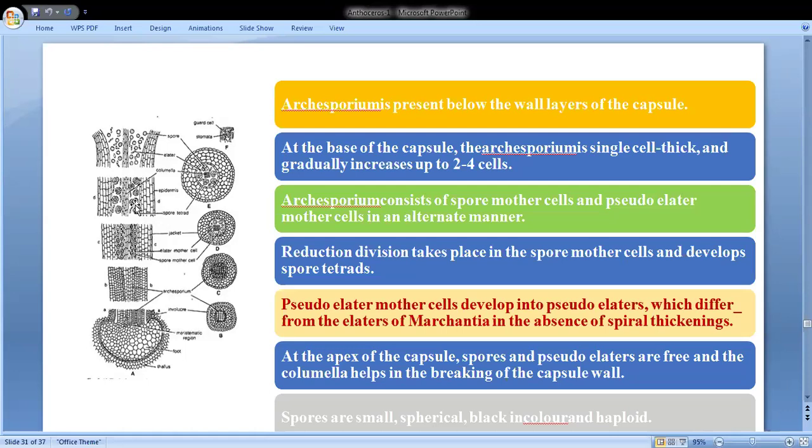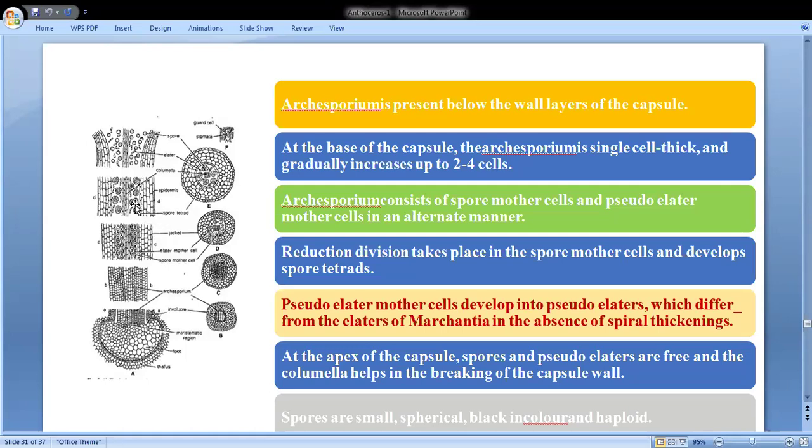Okay, so what is the special of elaters and pseudo-elaters? So elaters have the spiral thickenings, but pseudo-elaters have an absence of spiral thickenings. Remaining function is the same, but only spiral thickenings are absent in the pseudo-elaters.